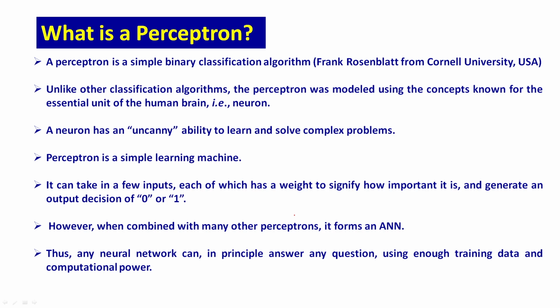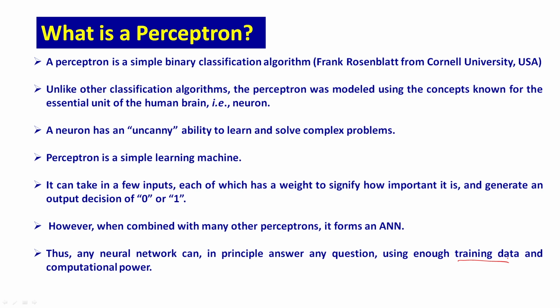It is nothing but a binary type of algorithm, as I told you, and it is basically based on the human brain construction or neuron. Therefore, it can have basically either 0 or 1, the 2 binary classifications. However, when you combine it with many other perceptrons, it forms an ANN. So, in principle, a neural network can effectively answer any question, however complex, given enough training data and computational power. That is the dream.